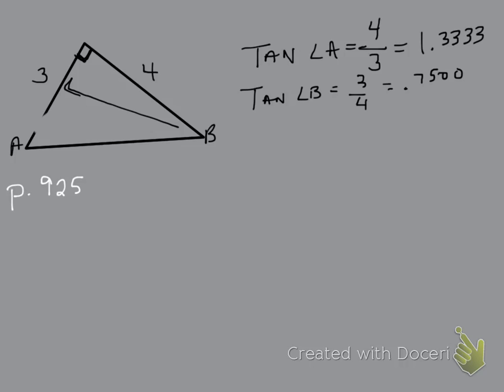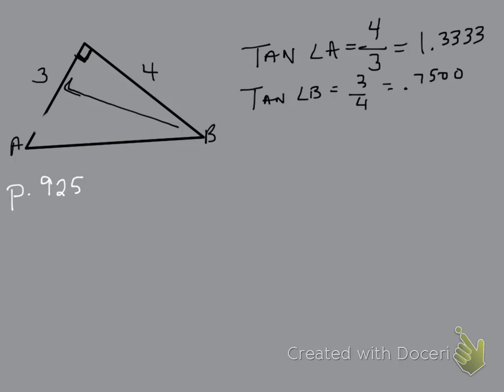Okay, so here's what we're going to do. Look on page 925 and look under the tangent column. You'll see 4 columns there: the angle degrees, sine, cosine, and tangent. So look under the tangent column. What I want you to do is look for the number that's closest to 1.3333 in the tangent column.